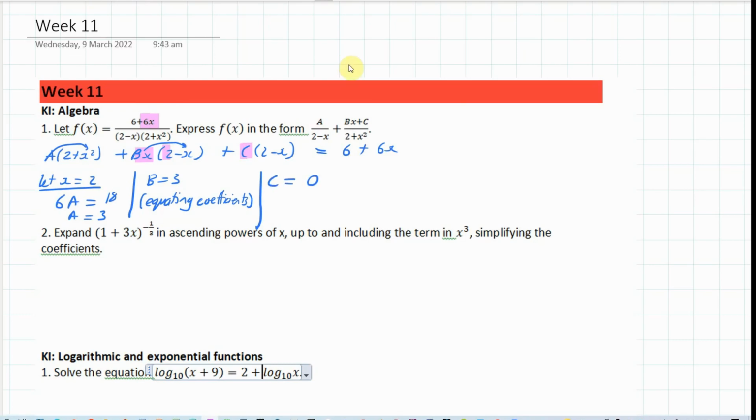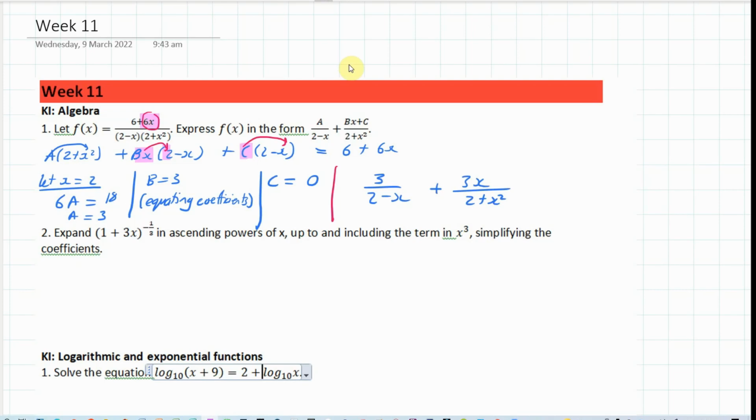So in order to make x terms, we'd have bx times 2. Now b is 3, so 3x times 2 is 6x. We've already got 6x here, so that means that c times minus x must be 0, so c is 0. So we can now express the fractions like this. We've got 3 over 2 minus x plus 3x over 2 plus x squared. Okay?